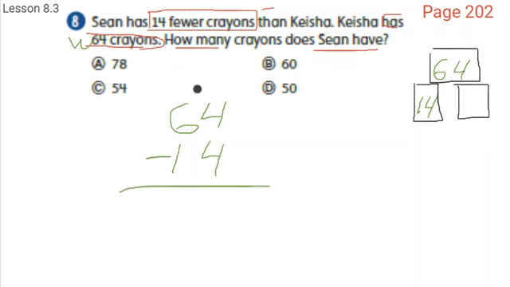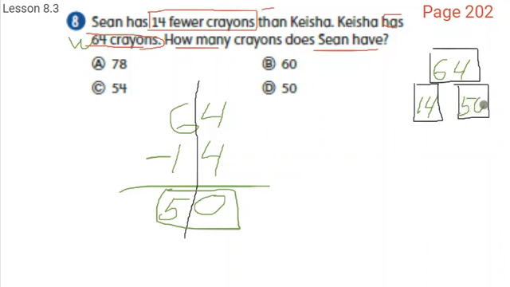I'm going to draw that line to separate my ones from my tens. So 4 minus 4. Hold up 4 fingers, take away 4, get 0. 6 tens minus 1 ten is 5 tens. 5 tens, and that's definitely going to be D.